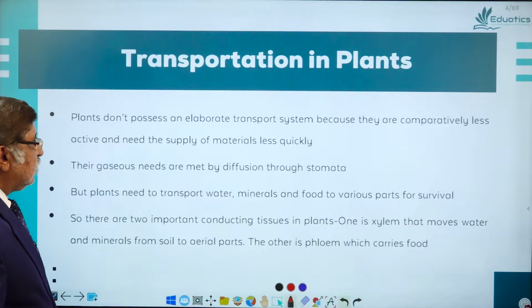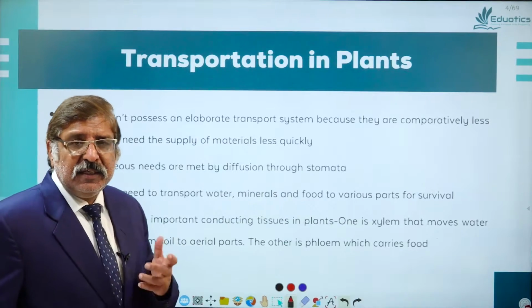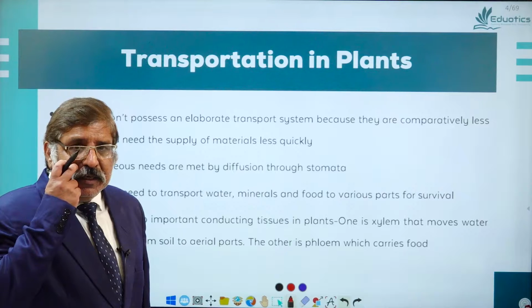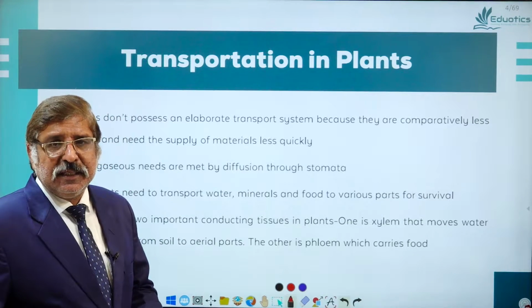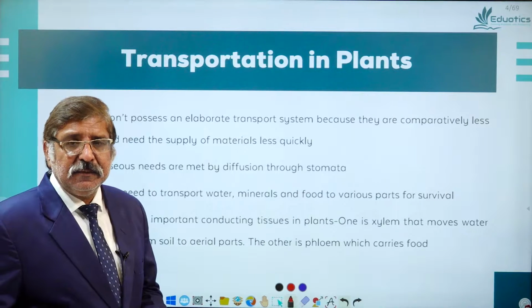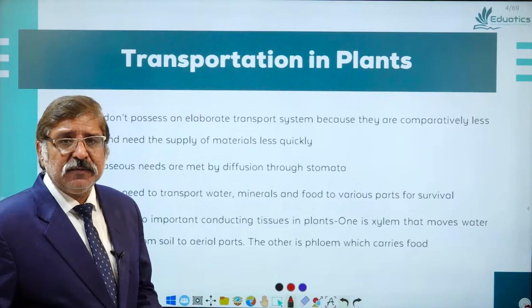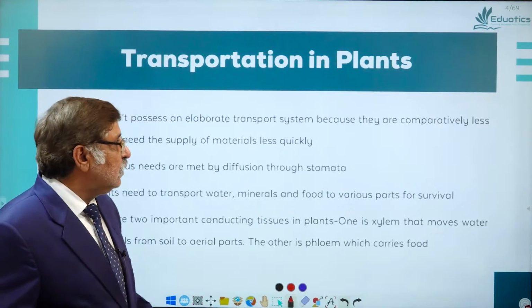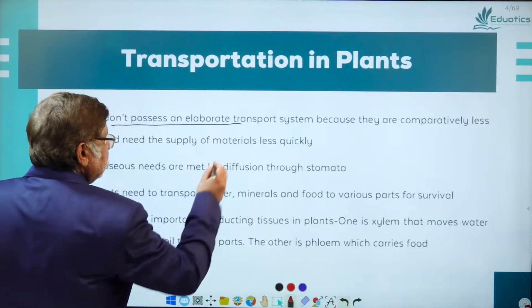Transportation in plants. Plants do not possess any circulatory system like blood vessels like us. And if you recall the concepts you were taught in class 9th, xylem and phloem are the main vascular bundles which are responsible for conduction of water, minerals plus food. So comparatively, they do not possess any elaborate transport system.